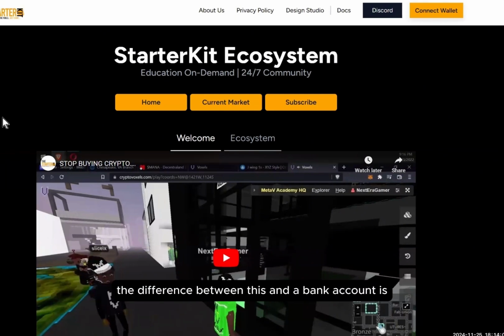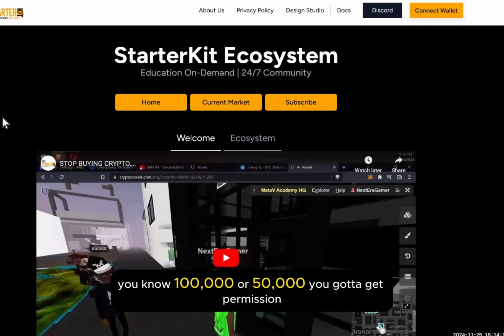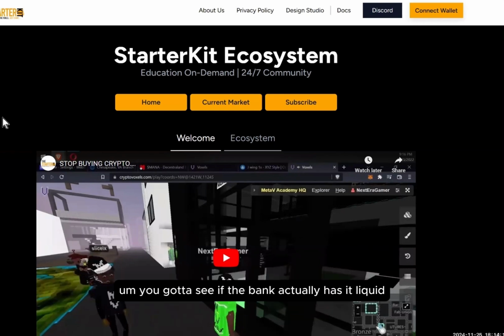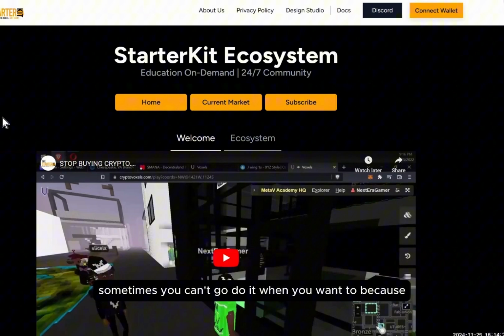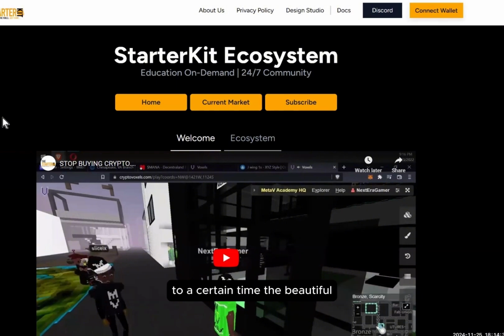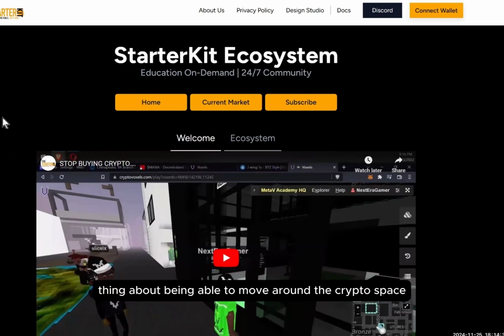The difference between this and a bank account is you own the keys to it, so you have the control of it. Now, when you look at being able to go withdraw or wire 100,000 or 50,000, you got to get permission. You got to see if the bank actually has it liquid. Sometimes there's hold times or waiting times. Sometimes things have to be approved. Sometimes you can't go do it when you want to because the banks are only open from a certain time to a certain time. The beautiful thing about being able to move around in the crypto space is you have full control of your assets.